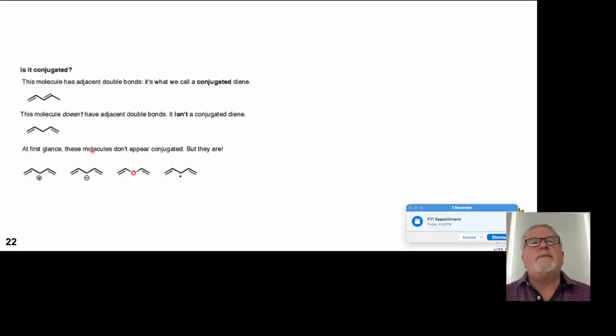Now, if we look at these, we may think that they're not conjugated, but they are conjugated because we have a pi system here, a pi system here, and our carbocation is sp2 hybridized and has an empty p orbital on this carbon, so all 5 of those p orbitals can line up. The same thing happens here with our negatively charged system.